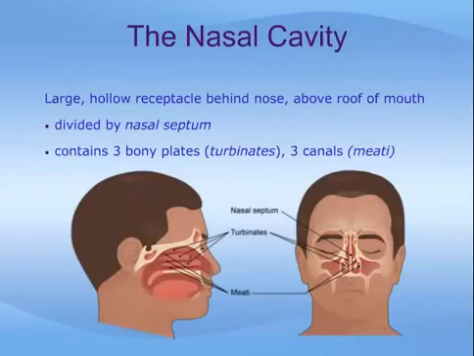Near the head of the respiratory tract is the nasal cavity, a large, hollow passageway behind the nose above the roof of the mouth. It is divided into right and left sides by the nasal septum and contains 3 bony plates, called turbinates, and 3 canals, or meatai.